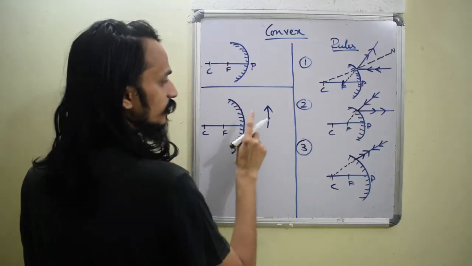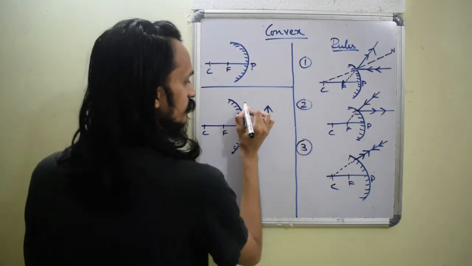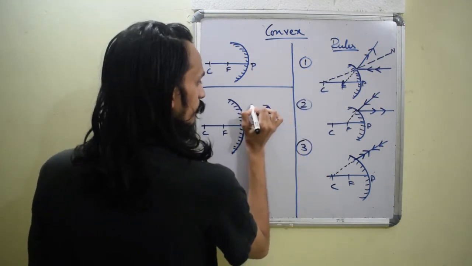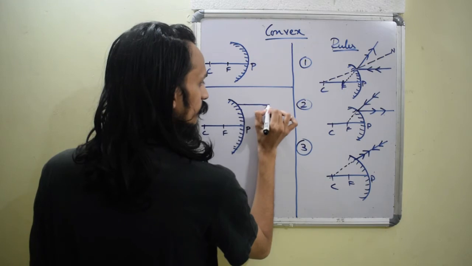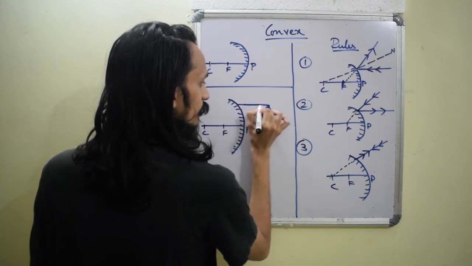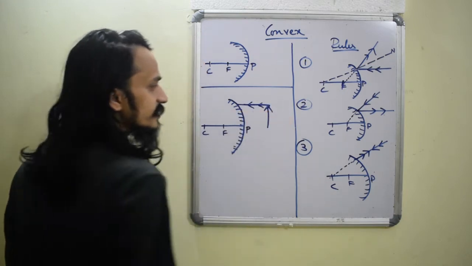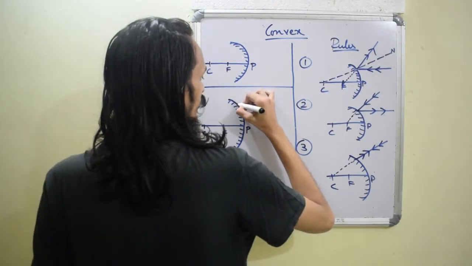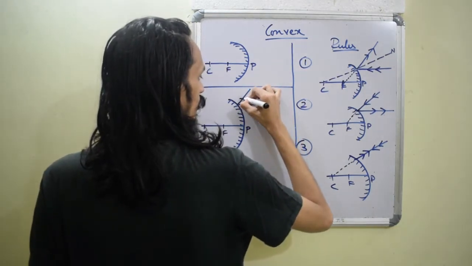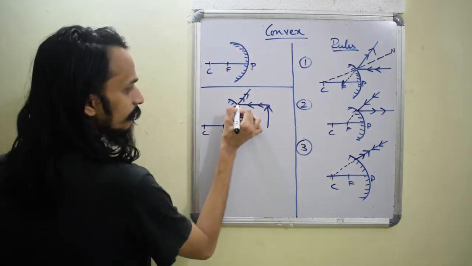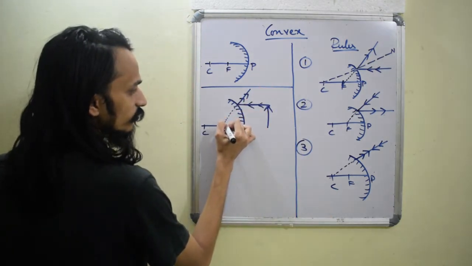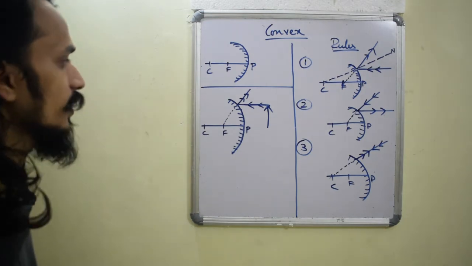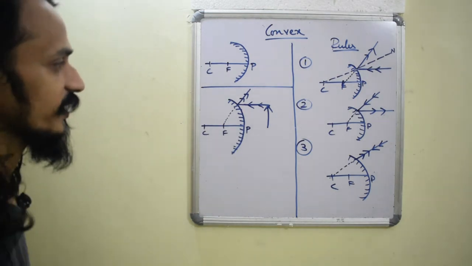Now for the first, I'm going to use the first rule. I'm going to send a ray of light parallel from this. So this is my incident light. Now once it touches, it reflects back, but in a way that it appears as if it has passed through the focus. This is my first ray of light.